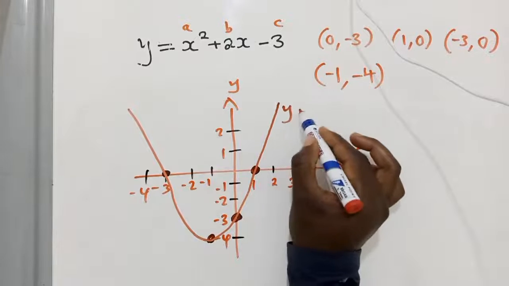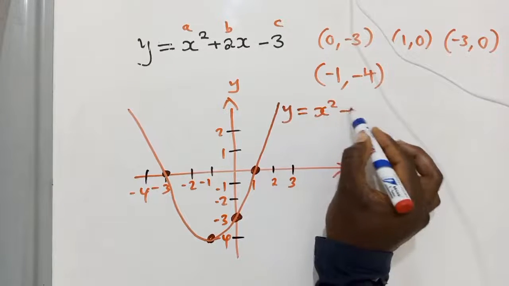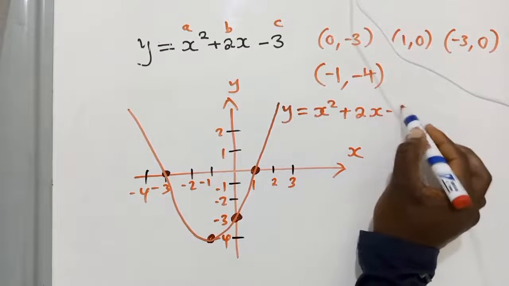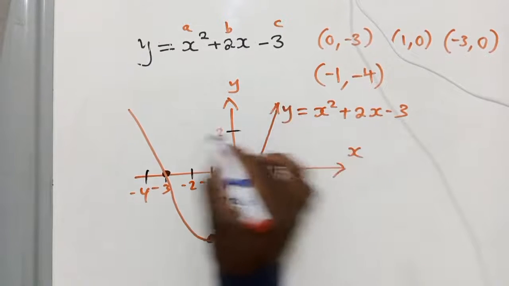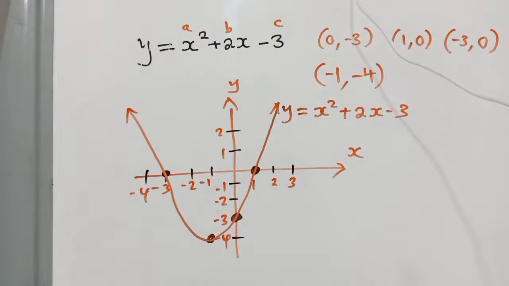This is our function. We even put the function like this. So this is our graph, okay, of the function. And this is the turning point over here.